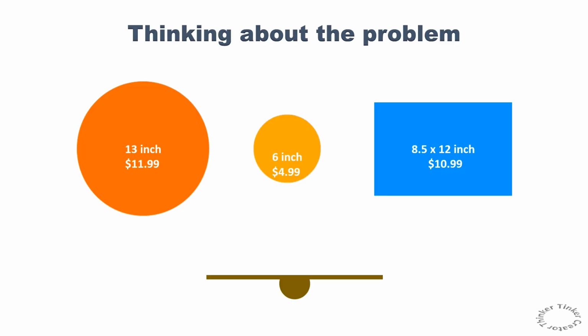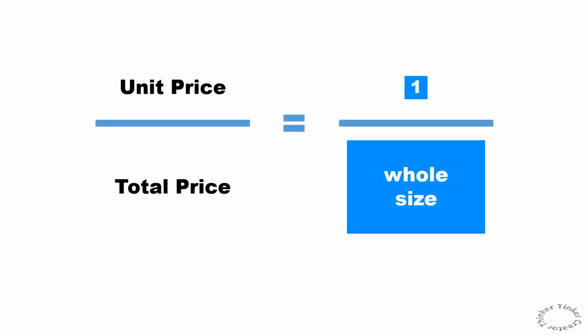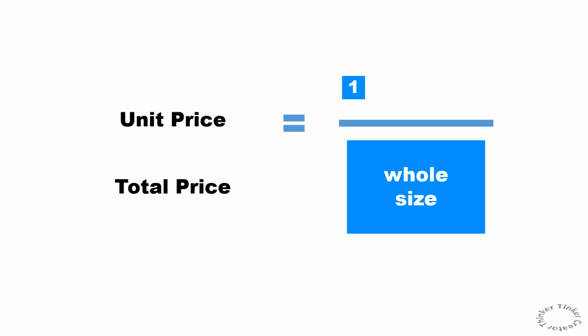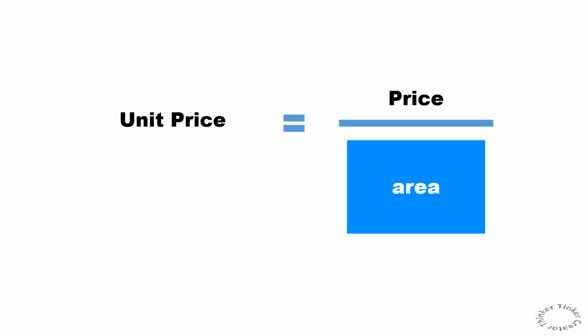Pizza of different size and shape cannot be compared unless we figure out the price per square inch. Then we can compare. So how do we calculate the price per square inch? If total price is for the whole size pizza, then the unit price is for 1 unit of it. Set up an equation that represents the proportional relationship, and solve for the unit price. In other words, the unit price is the price of a pizza divided by its area.